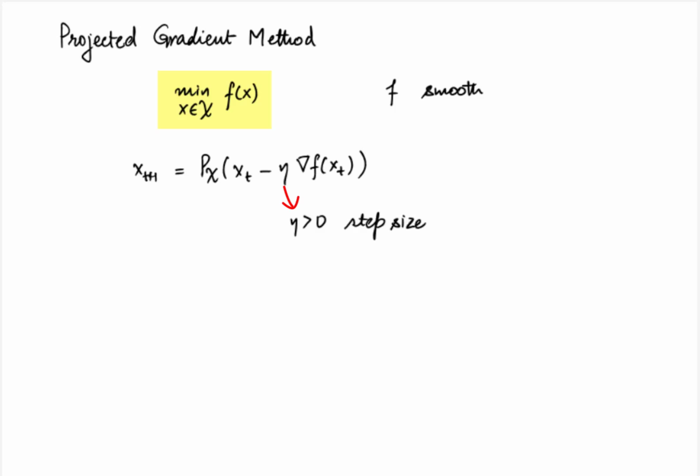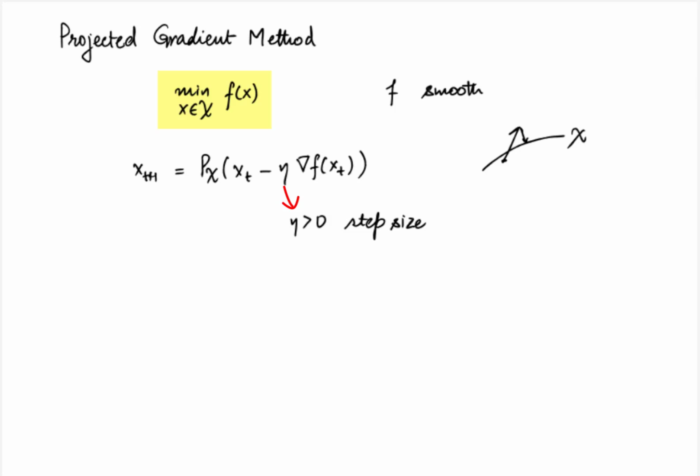So suppose that this is my set calligraphic X. Then we are first going in the direction of the steepest descent by disregarding the constraint calligraphic X. Then we are projecting the result back onto calligraphic X. In other words, we are finding the point that we would have ended up had there been no constraint, and then finding the nearest point within calligraphic X to that unconstrained point.